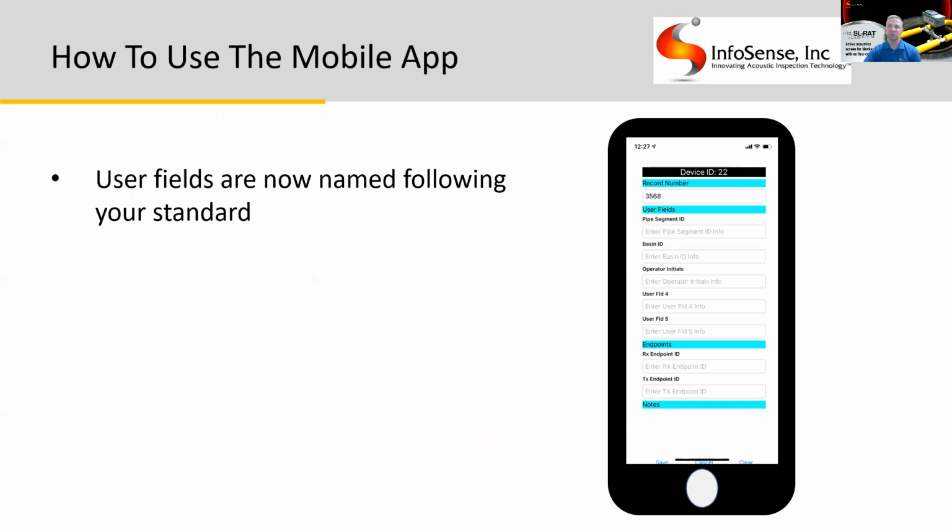You will notice the first 3 user fields are now listed as pipe segment ID, basin ID, and operator initials on the mobile app. This is also how they will be labeled correspondingly in your SLDog web portal, as I'll show on the next slide.